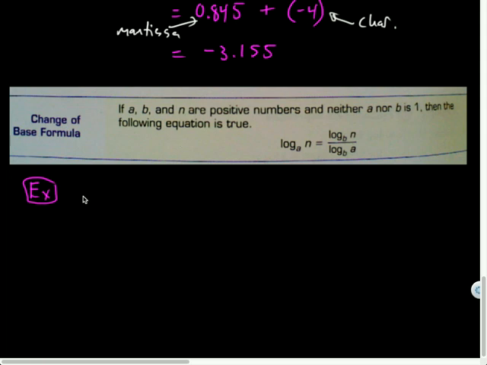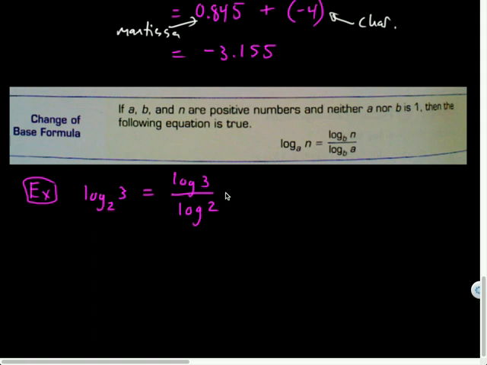So, let's evaluate what is log base 2 of 3. According to this, all I have to do is log of 3 divided by log of 2. In this case, because we're most familiar with log base 10, my value for b is just 10, right? So I'm changing from base 2 to base 10, and that's how I do it.